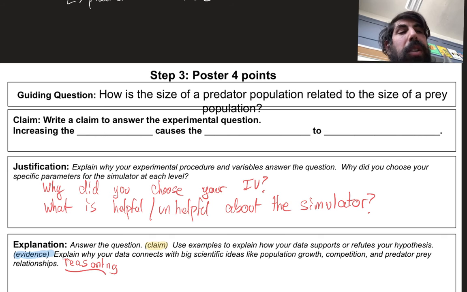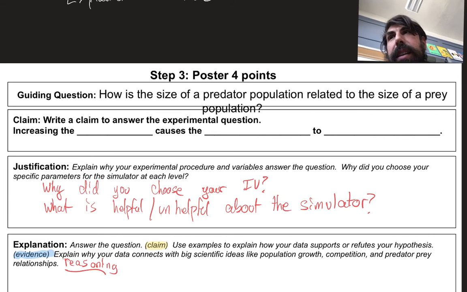Your justification is at least 2 sentences because you're describing what you did and why you did it. Your explanation is probably 6 to 9 sentences. Answer the question. That's your claim.